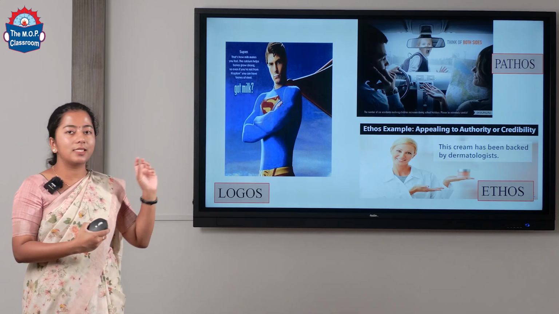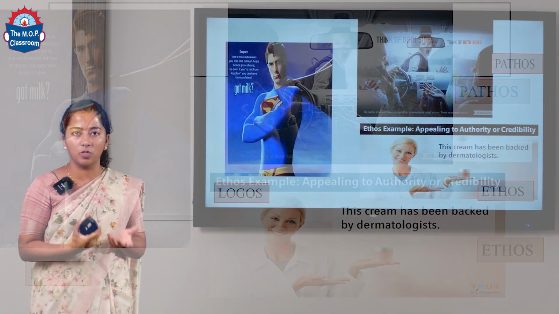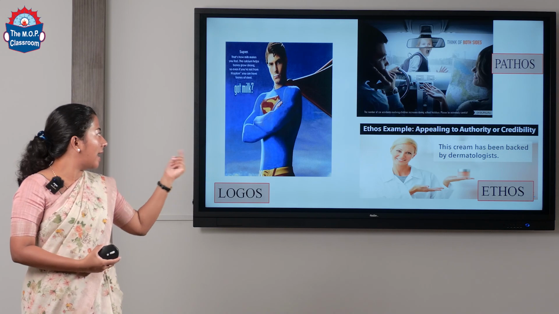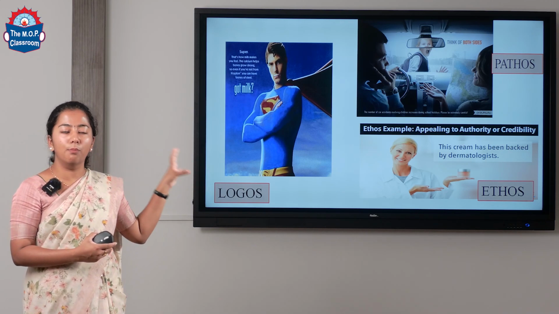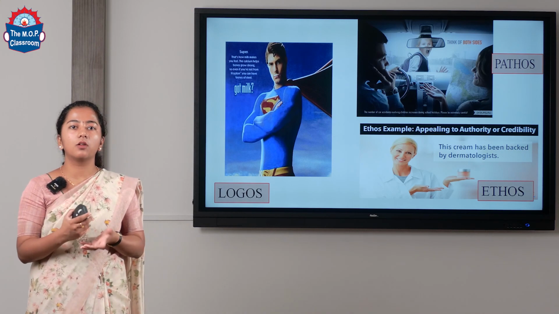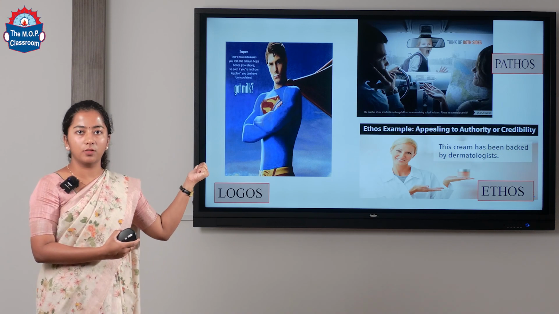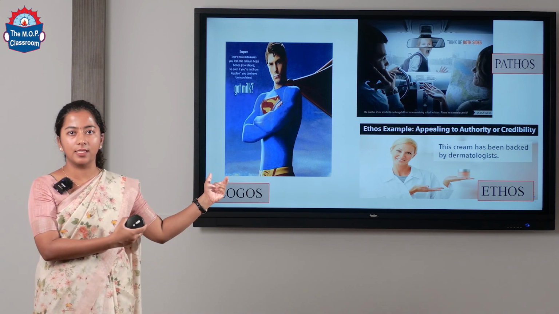Another ad which uses ethos. Now how does this use ethos? We know that ethos plays upon the trustworthiness or the credibility of the source. So here we have this ad which says this cream has been backed by dermatologists, right? So when you see the word dermatologist, it builds credibility, it gives trustworthiness to the product which this woman is holding in this ad.